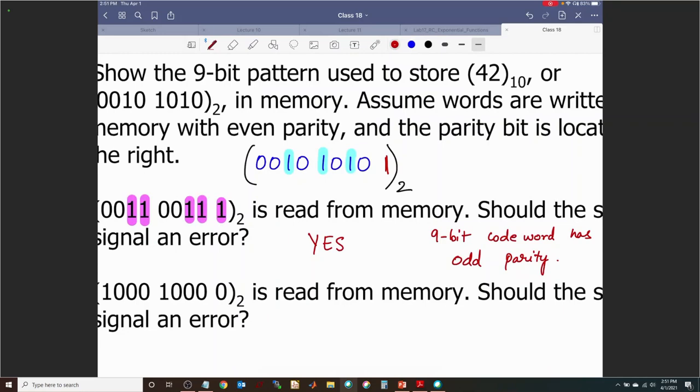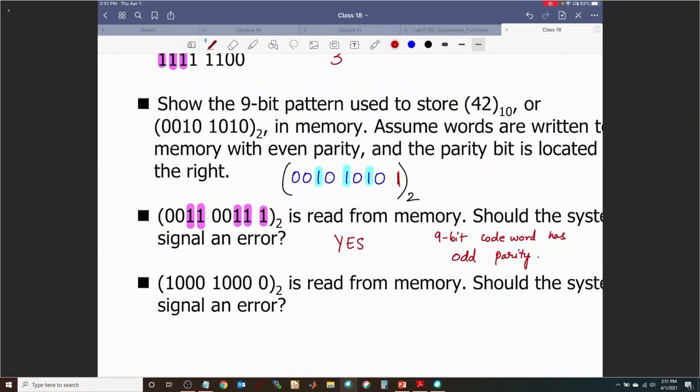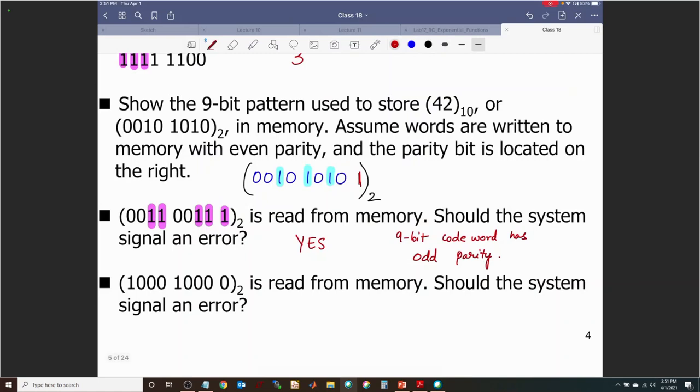Now, that didn't work out. So let's try to see what would happen if the question was slightly different. If this is your 9-bit code word that you are reading from memory, should the system signal an error? Well, again, we are going to do the same thing. Let us go in and try to see how many ones you have. There are 2 ones in this code word, which means it is even parity, right?